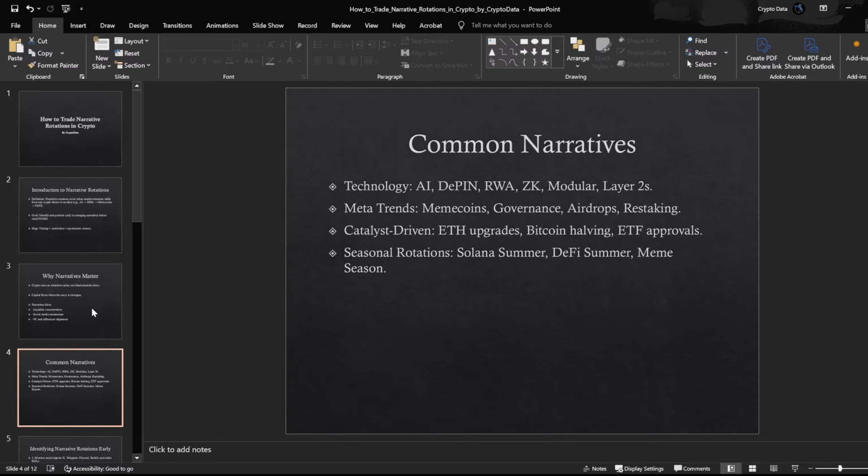For meta trends, you have meme coins, governance, airdrops, restaking. Okay, think of restaking like ETHFi, Lido, a few others. You have catalyst driven, so like ETH upgrades, the Bitcoin halving, ETF approvals. Remember when AVEX had their ETF applied for, and actually it started doing very well because the foundation got behind it, started injecting more money as well. So that's something. Then you have seasonal rotations like Solana summer, DeFi summer, meme season, right?